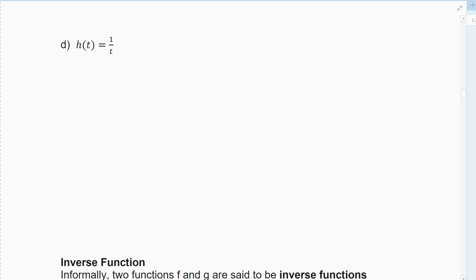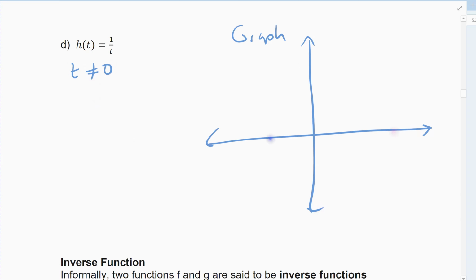H of t is 1 divided by t. So first of all, t cannot equal 0. And this one is 1 to 1, but I'm going to graph it. If you remember, this is the graph of this. It has an asymptote at t equals 0, and at y equals 0, because the denominator's degree is bigger than the numerator's degree. And if you graph it, it has this shape. It approaches both my axes, but never crosses either one of those axes.